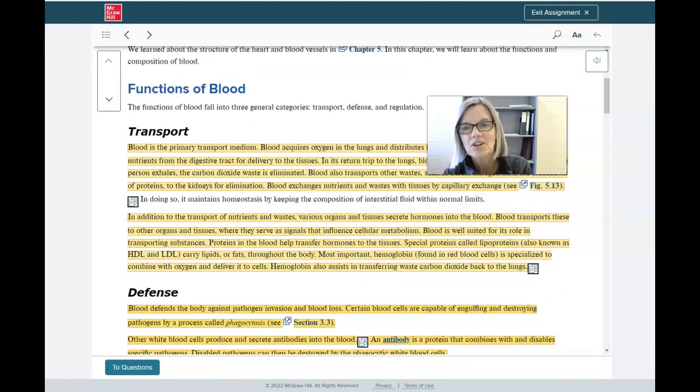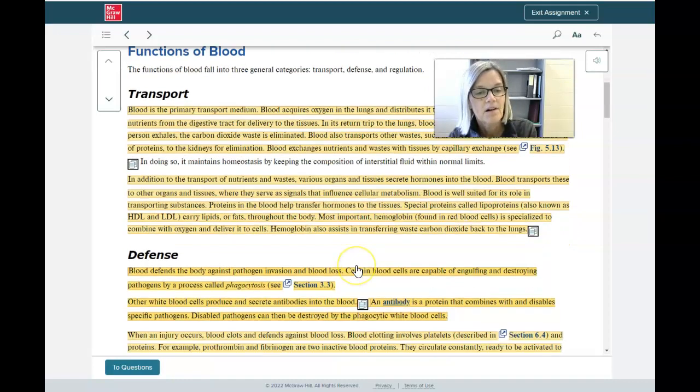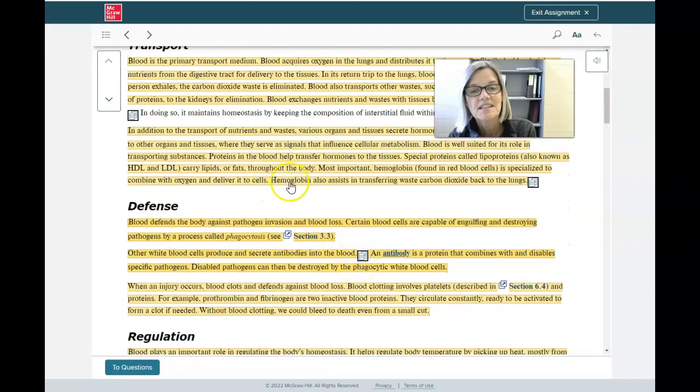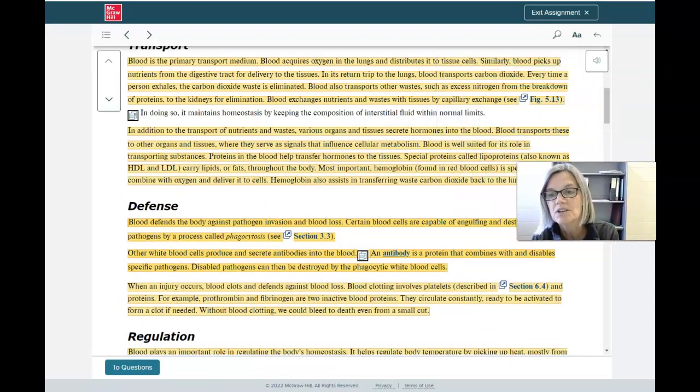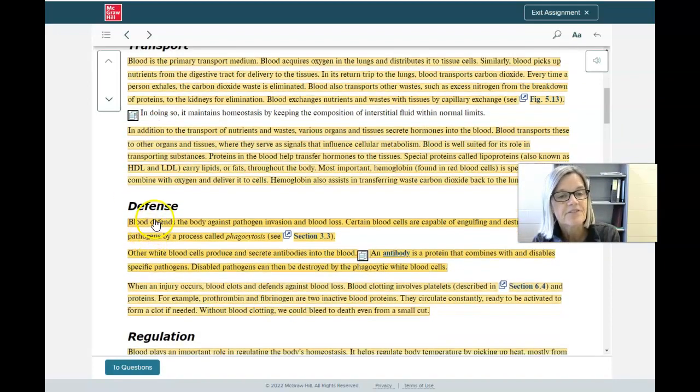The other thing is hormones. We've all heard of hormones, and hormones are chemical signals in the body. So the blood is important in carrying hormones throughout the body, and again, allowing our cells to communicate. It mentions hemoglobin here. Hemoglobin's a really important protein in carrying oxygen, and we're going to talk about that a little bit more.